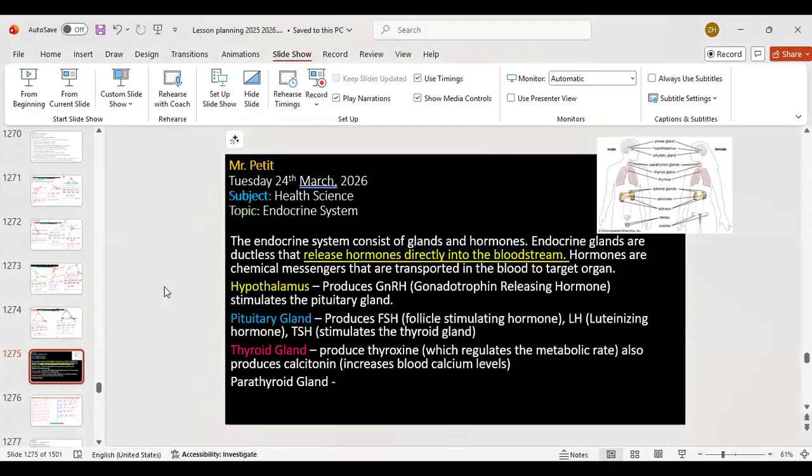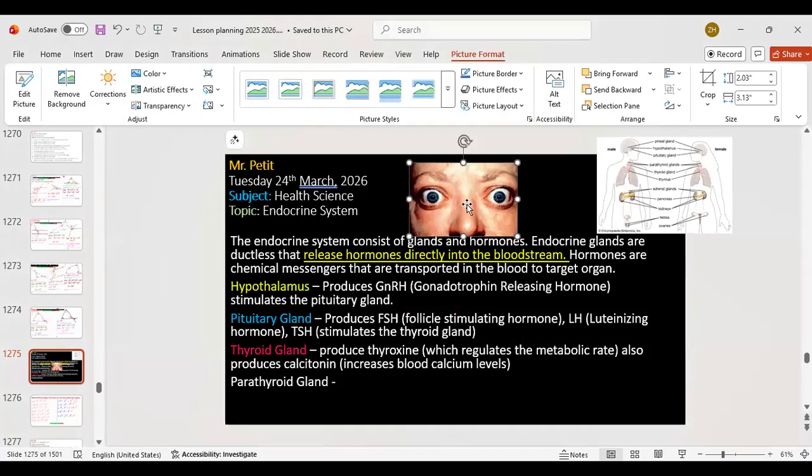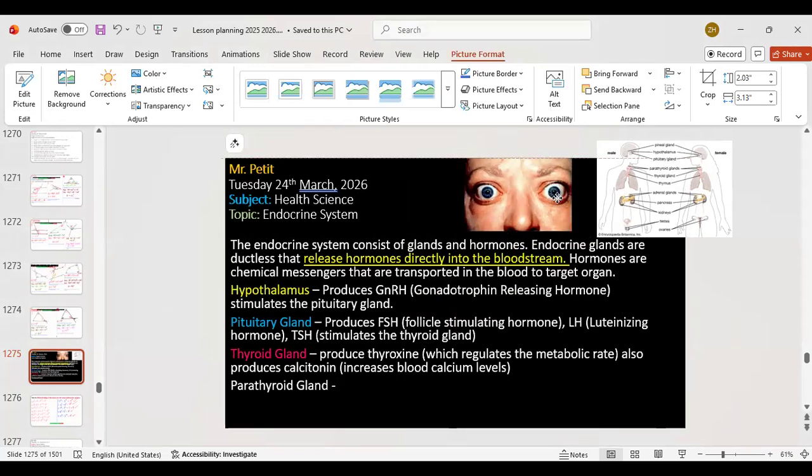If you can't take the picture, please do not look. But this is someone who has hyperthyroidism. See the eyes, right? They look like they're on some type of drug. That's hyperthyroidism.